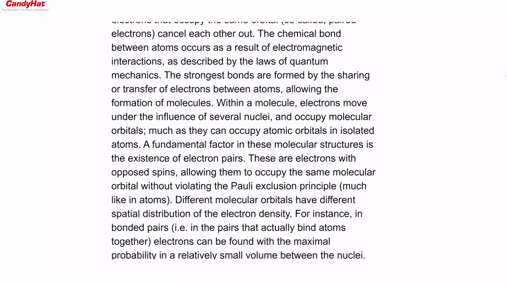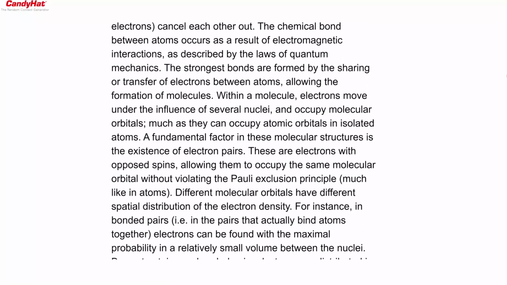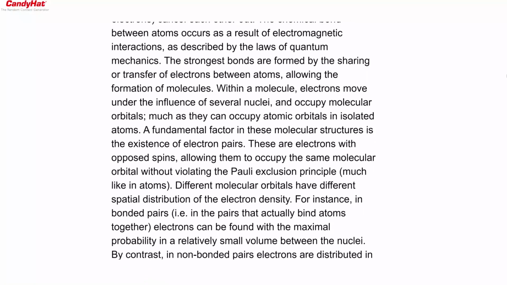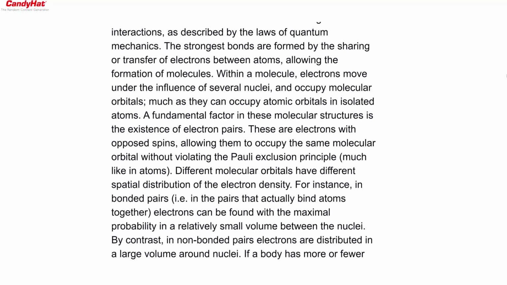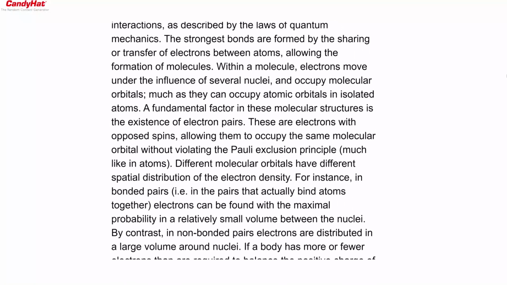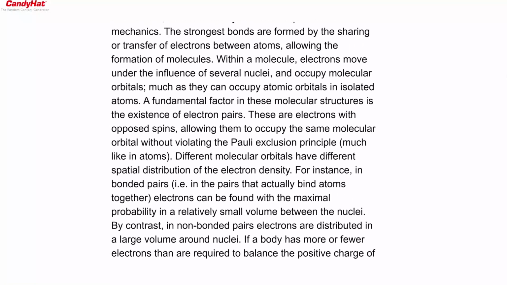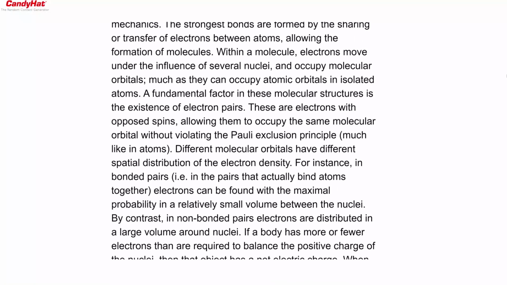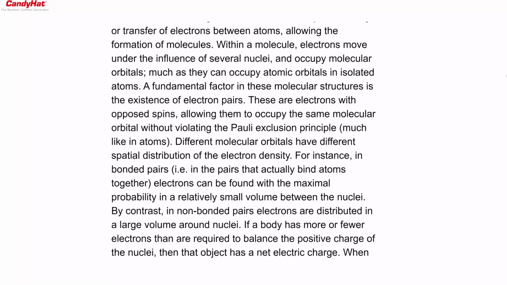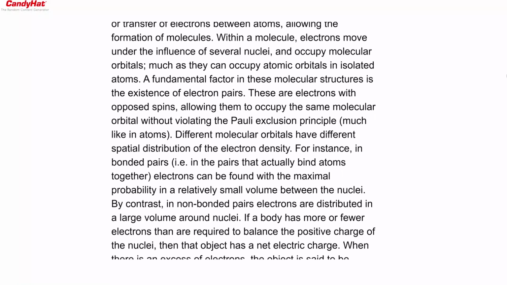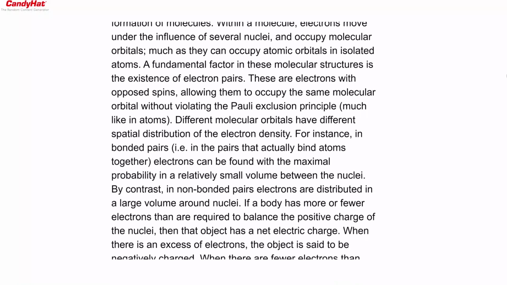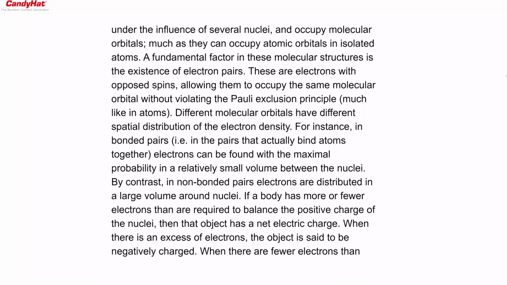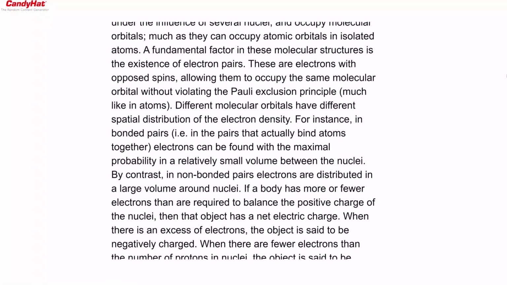The chemical bond between atoms occurs as a result of electromagnetic interactions, as described by the laws of quantum mechanics. The strongest bonds are formed by the sharing or transfer of electrons between atoms, allowing the formation of molecules. Within a molecule, electrons move under the influence of several nuclei, and occupy molecular orbitals, much as they can occupy atomic orbitals in isolated atoms.